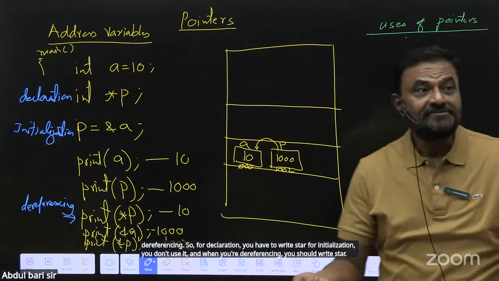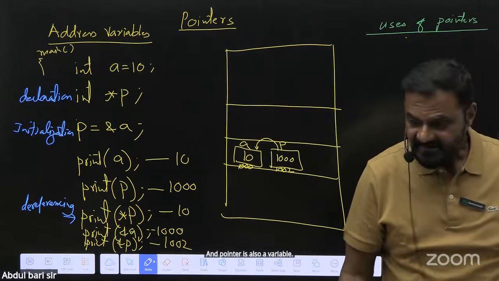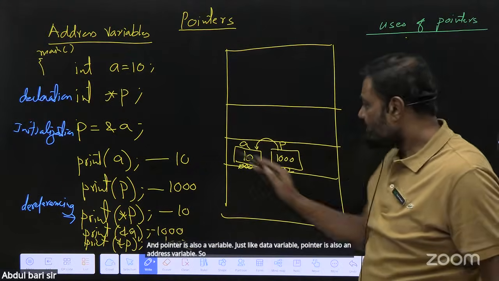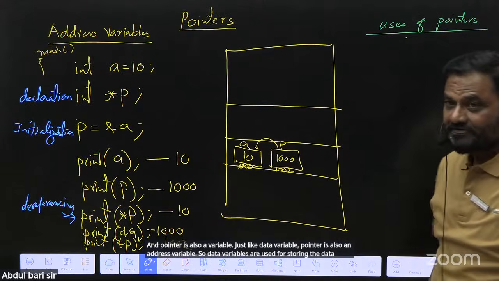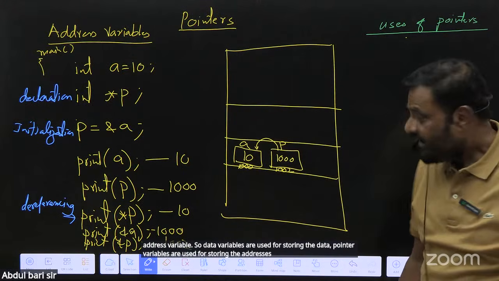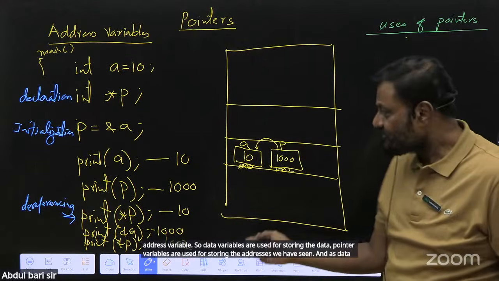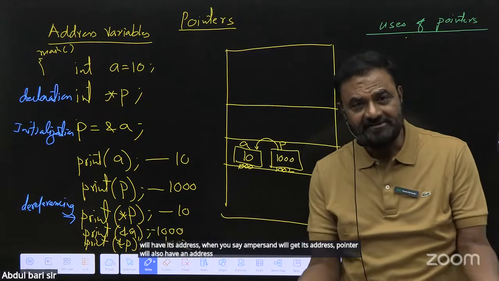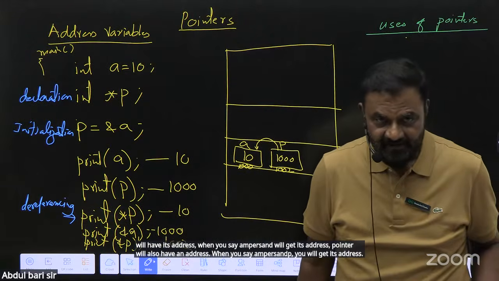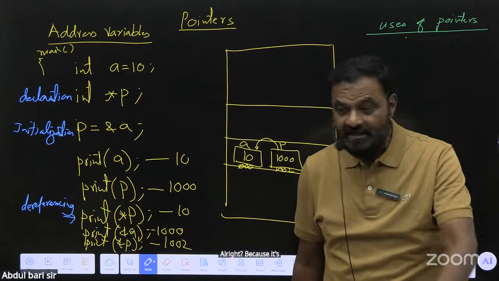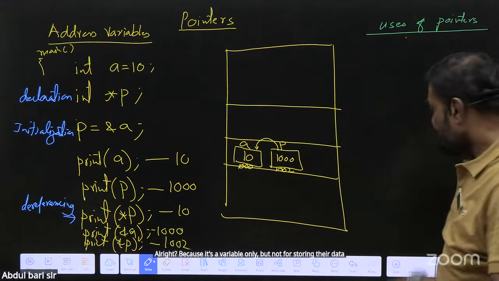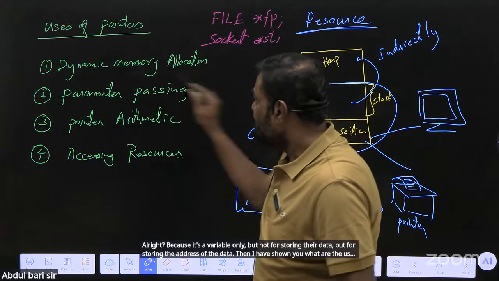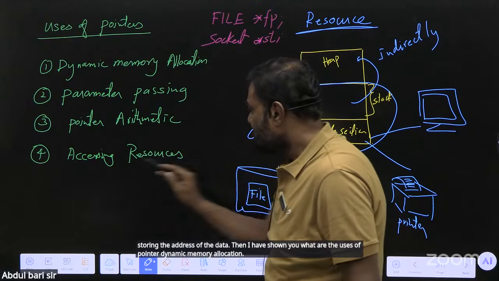And a pointer is also a variable. Just like a data variable, a pointer is also an address variable. Data variables are used for storing data, pointer variables are used for storing addresses. As a data variable has its address, when you say ampersand you get its address. A pointer will also have an address. When you say ampersand p, you will get its address, because it's a variable only, but not for storing the data, but for storing the address of the data.